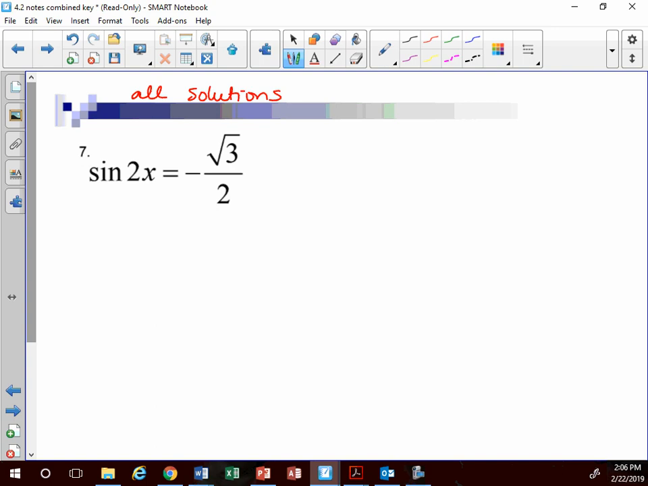Alright guys, let's go through it. Okay guys, so first is figuring out where does sine equal negative root 3 over 2. So where does that happen?